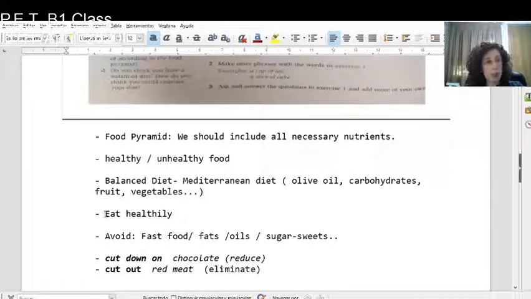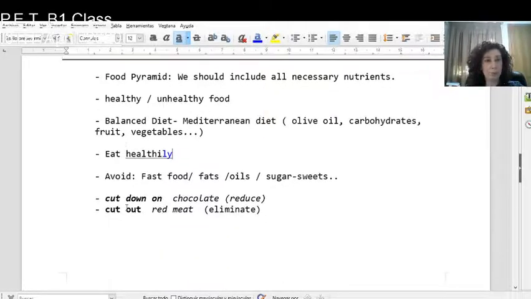Then we should eat in what way? Healthily. Later on, you will realize that today we are going to focus on this: how do we use adverbs in English? We'll deal with this later on. What should we avoid if we would like to stay healthy? We should avoid fast food, fat, oils, sugar, or sweets. This kind of food is not advisable.